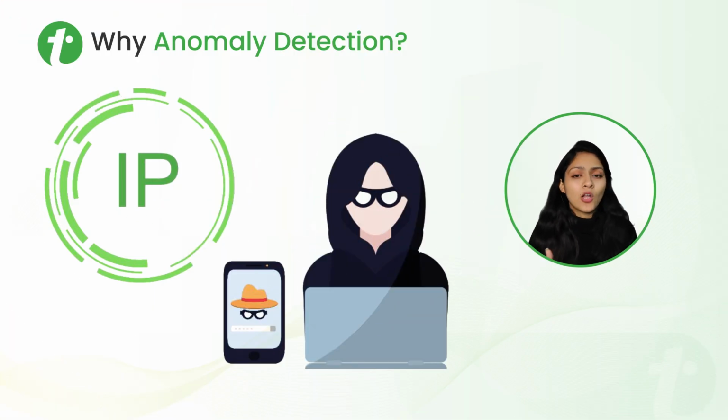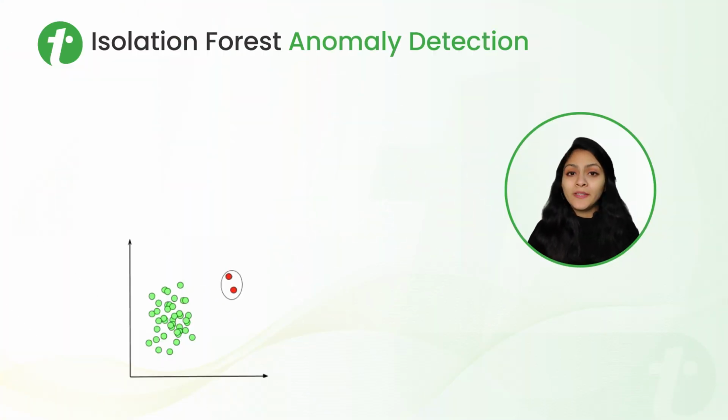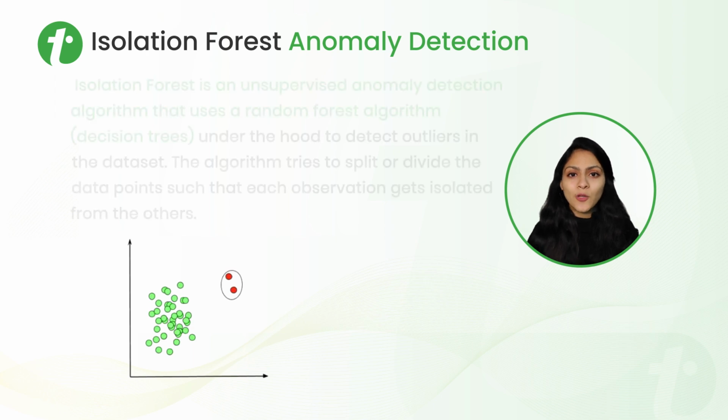The next example is of IP address. Let's say we have an organization and we always work on some regular IP addresses. But on some day we detect some unknown IP address. In that case, it will produce a warning so that we can prevent our organization from any kind of cyber attack or fraud. Now next, let's talk about the techniques that we use in anomaly detection.